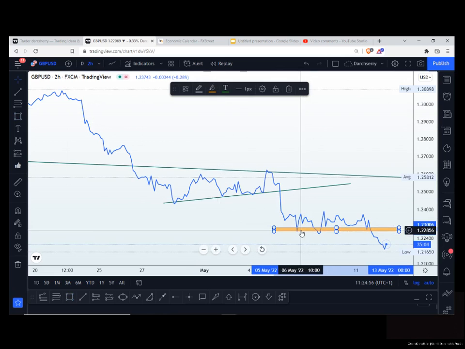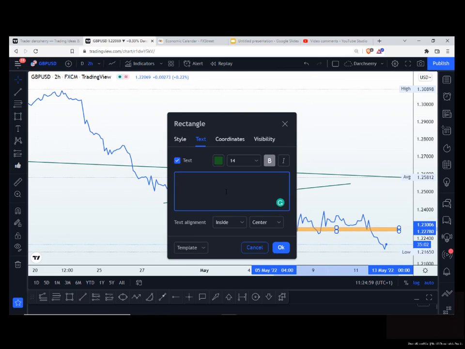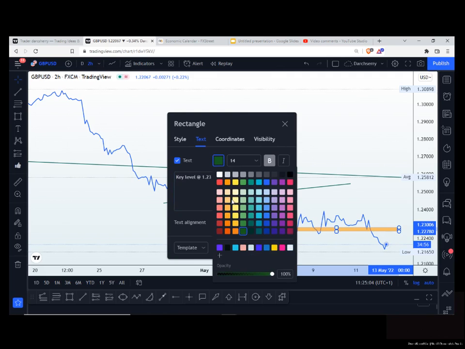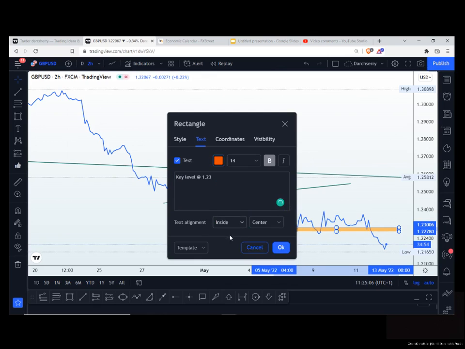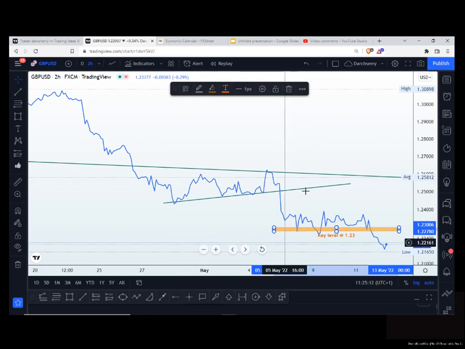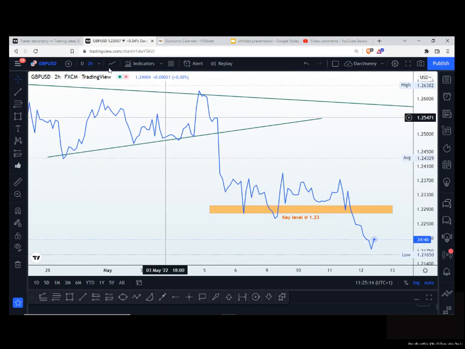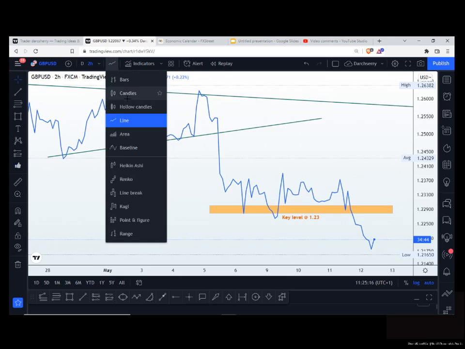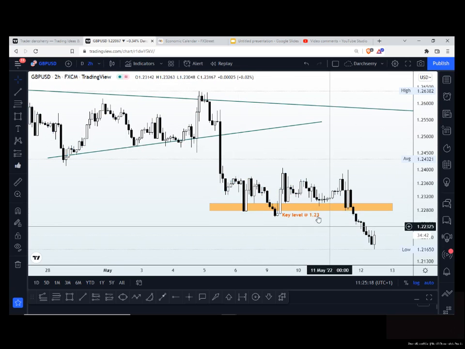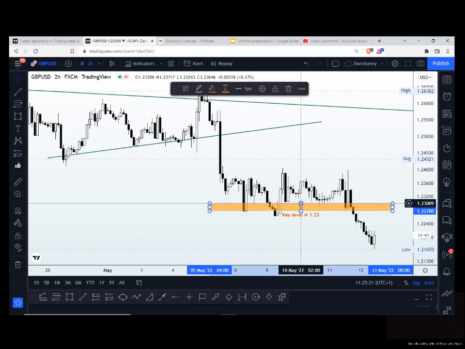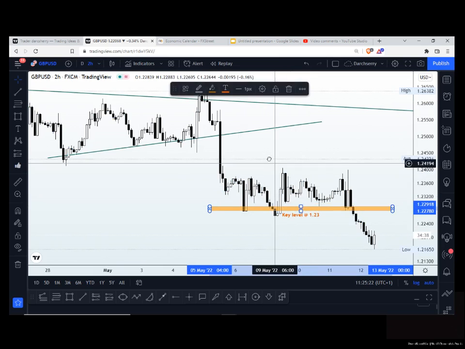So if we label this key level at 1.23, let's place it right at the top of this. And okay, let's place it at the bottom so that it's clear enough. So at 1.23 we have that key level to work with at this point. So like I said, if we want to be trading this, we want to be looking for selling opportunities.